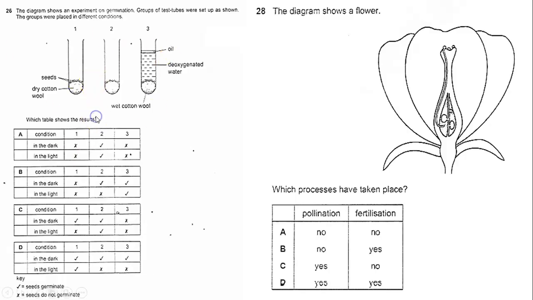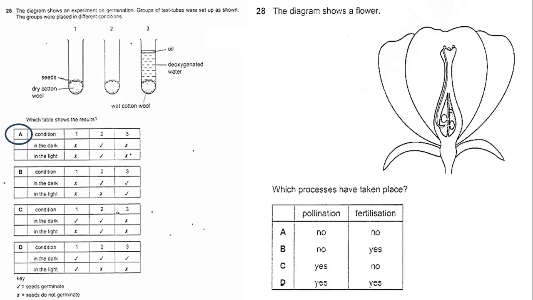So let's take a look. The answer is A. Why? Because in the dark, one will not germinate anyway because the cotton is dry, and 2, it's going to germinate because it has everything, and 3 will not germinate because even the water is deoxygenated, so no oxygen. In the light, the same will happen. Why? Because light is not one of the conditions that affect germination anyway. So either dark or light, this does not make a difference.